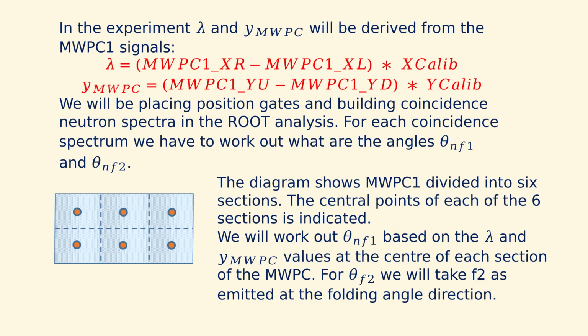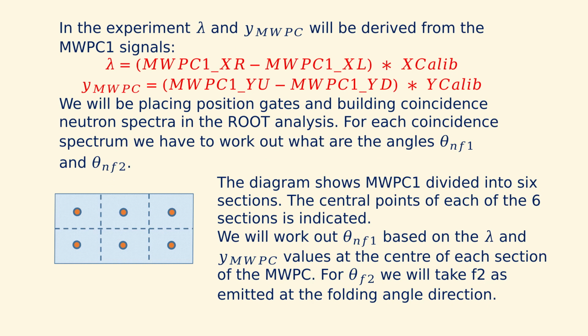In the experiment, you will be deriving the values of lambda and YMWPC from the signals inside the root file. So you've done the experiment, you got the root file, and from there you will be extracting these quantities lambda and YMWPC by taking the difference of the signals MWPC1 x right minus MWPC1 x left, and you'll have to multiply it by a certain calibration factor to convert it into millimeters. You do the same for the y direction also. That will be event by event.